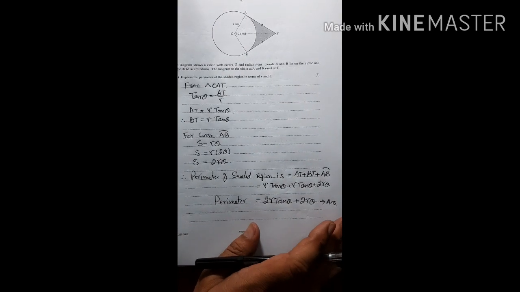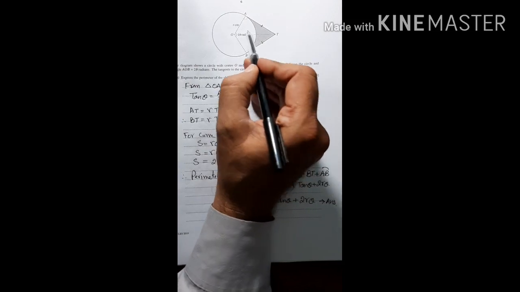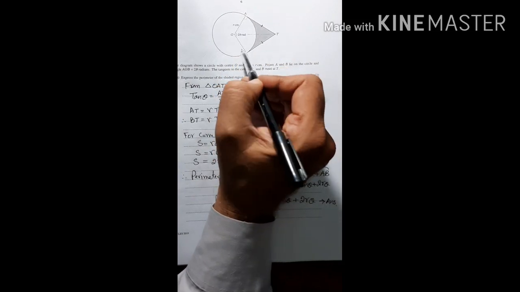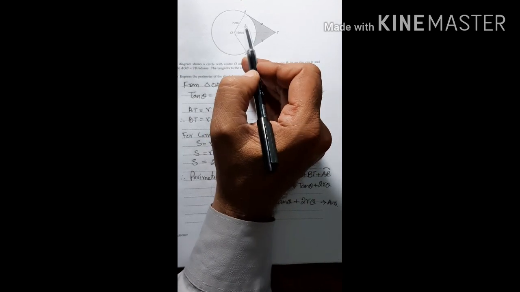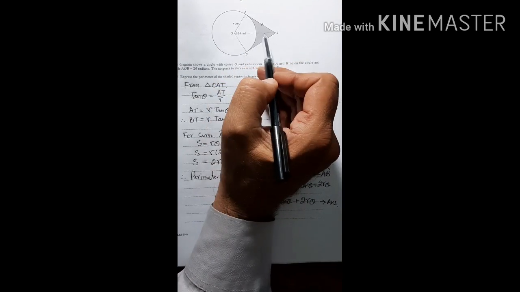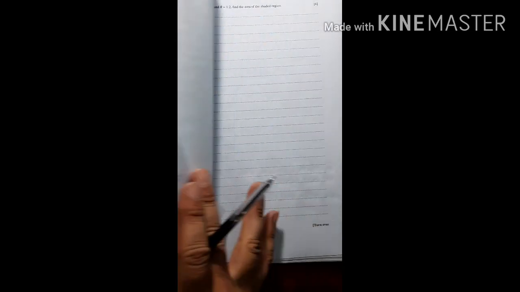So first I need to find the area of the kite. How can I find the area of the kite? If you see, I have divided this whole kite into two equal right angle triangles. So I'll find the area of triangle OAT, and then I'll multiply it by 2. So I'll find the area of the kite.